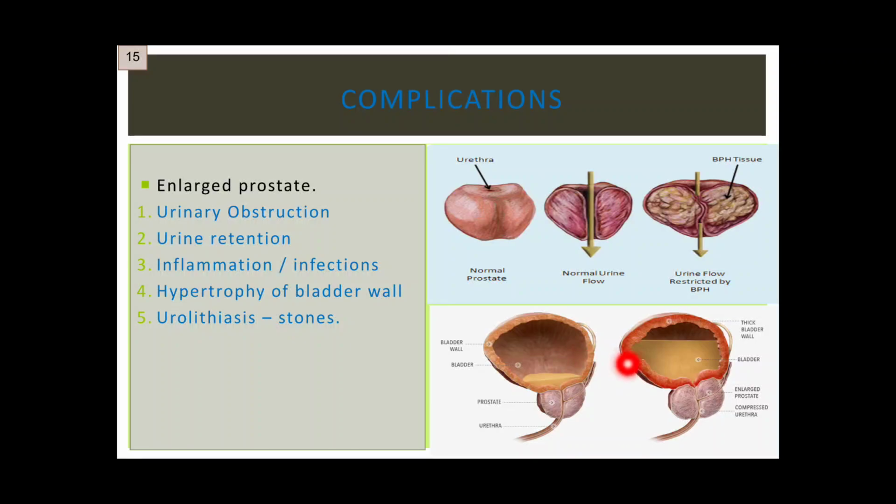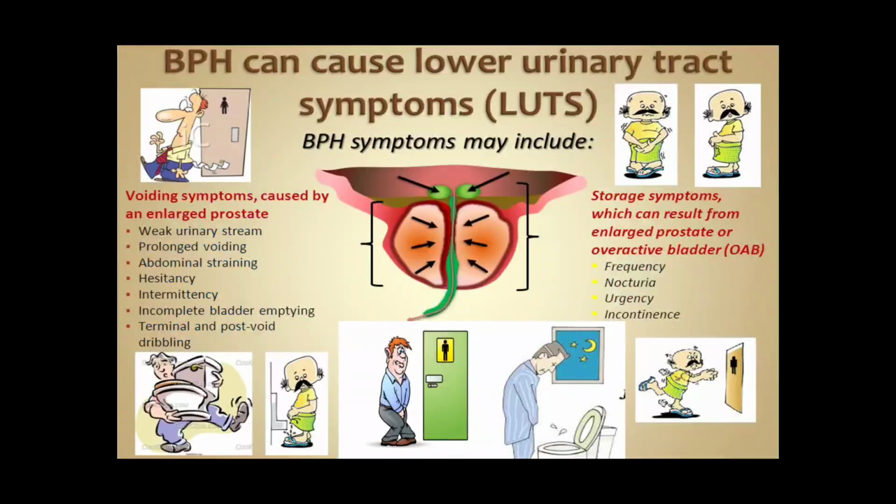Then additionally, what can happen, because there is retention of urine in the urinary bladder, the bladder will try to expel that urine out. Because of that, there will be hypertrophy of the muscle cells in the wall of the urinary bladder. And lastly, because of again the stasis of urine, there can be formation of stones in the urinary bladder. So these are the various complications: urinary obstruction, urinary retention, inflammation or infection, then hypertrophy of the bladder wall, and urolithiasis, that is formation of stone.